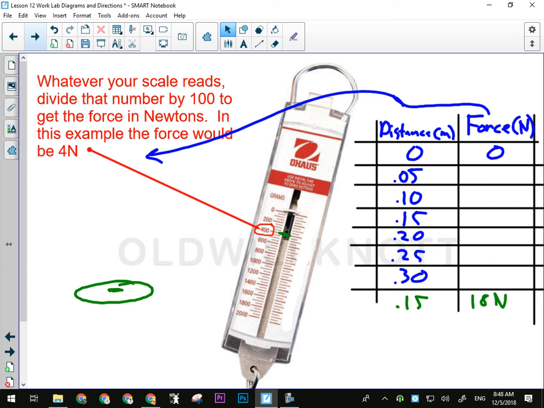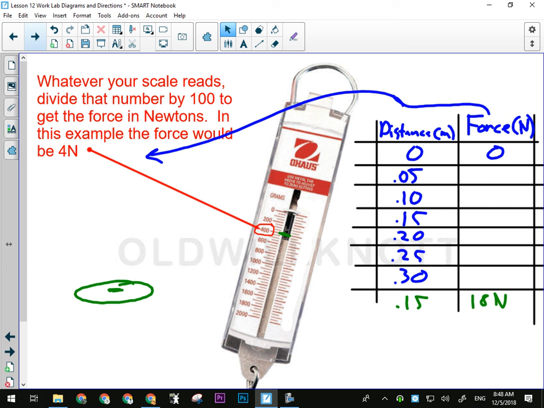But it's not a really hard conversion. All you're going to have to do is take whatever it reads in grams, divide by 100, and that'll give us the newtons. It's approximate, but it's close enough for what we're going to be doing. So if it says 400 grams, it's 4 newtons. If it says 600 grams, it's 6 newtons. Pretty easy conversion. All right, no problem there then. We won't tell Boreal Scientific that, but yeah.